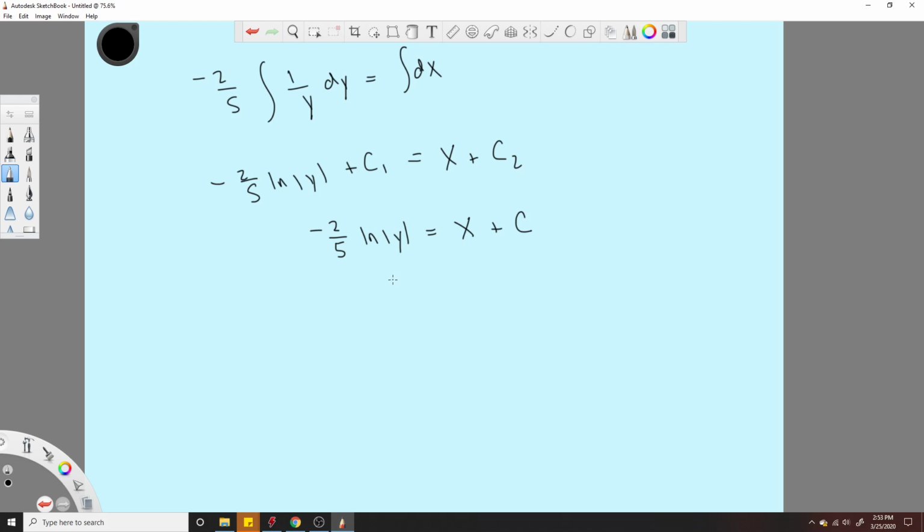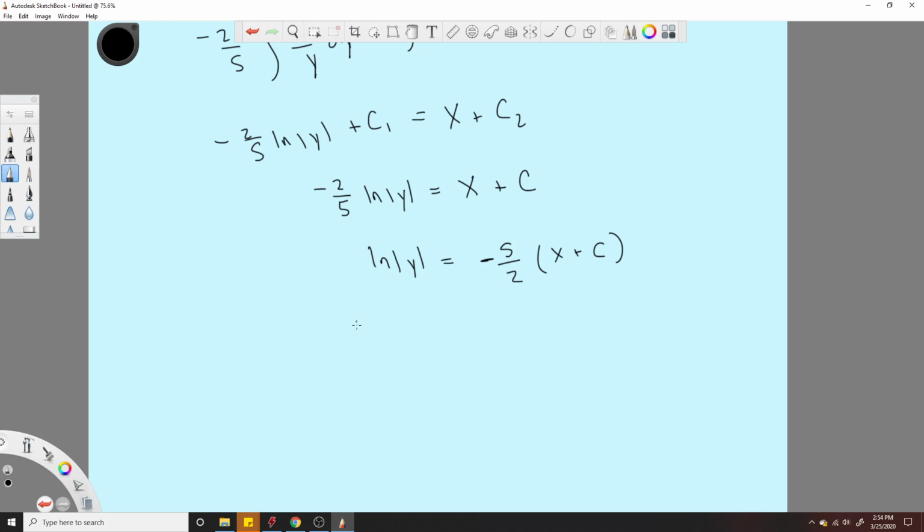Since we're solving for y, we multiply by 5/2. We'll also multiply by the negative. So ln y equals negative 5 over 2 times x plus c. So we're multiplying both of these values.